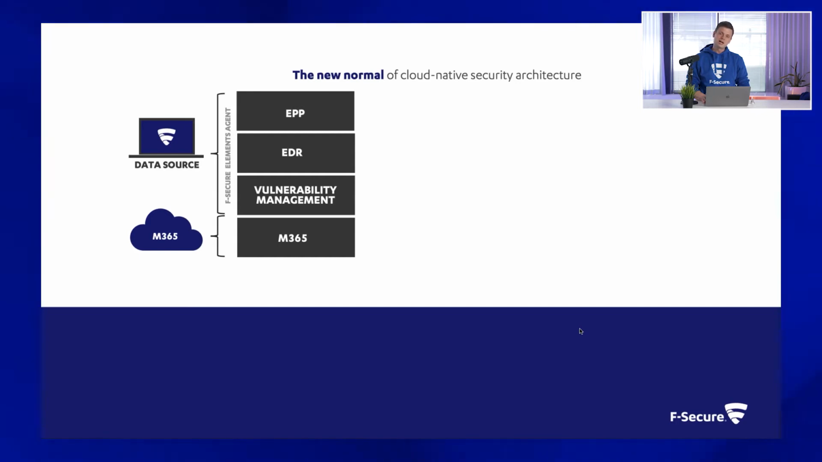So if we dive in a little bit more into these elements, you can see that EPP, EDR, and vulnerability management are the capabilities or products inside this F-Secure Elements agent. Why I'm talking about these capabilities: if you use usage-based security, you have all those capabilities. You just enable those if you want, and if you enable, then you need to pay. So everything is there. You just pick and choose: okay, I want to enable EPP, I want to enable EDR, I want to enable vulnerability management. And then we have, of course, this connector or agent to the Microsoft 365 cloud.